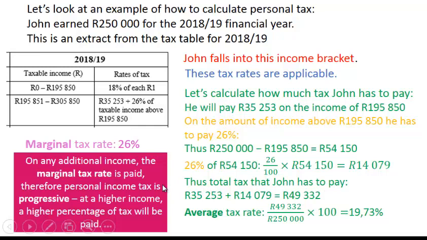So, on any additional income, the marginal tax rate is paid, and therefore personal income tax is progressive. At a higher income, a higher average tax rate will be paid. So what you can do now is go and calculate, if John earned 280,000 Rand, what his average tax rate will be, and you will see it will be higher than 19.73%, which implies that personal income tax is progressive.